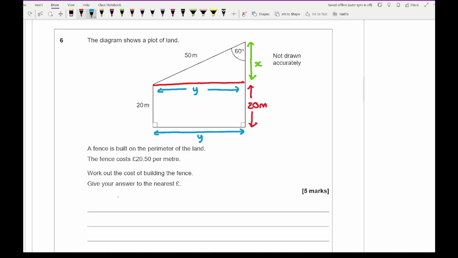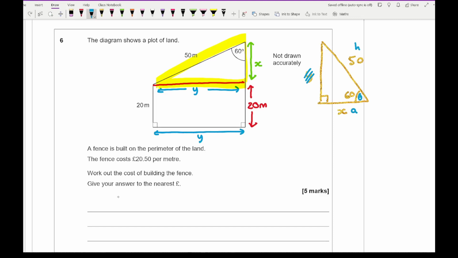Now if I highlight this right-angled triangle and take that triangle out, let's draw that triangle here. I know that this is 60, this length here is x, this length here is y, and that is 50. If I ignore the y to begin with and just work with this triangle, then labelling the parts, this is the hypotenuse, this is the adjacent, and this is theta.